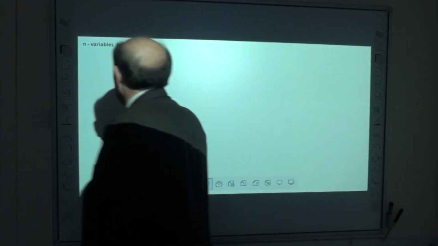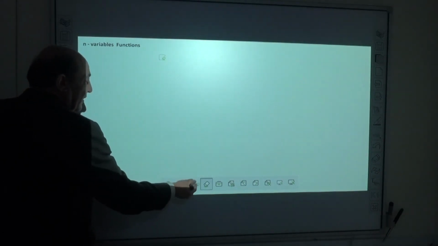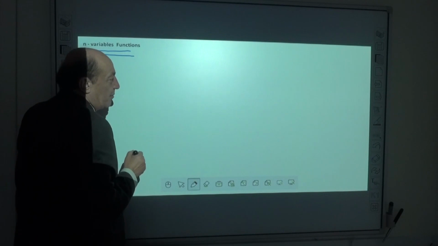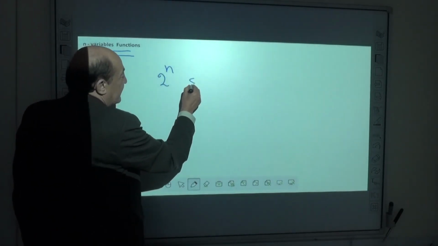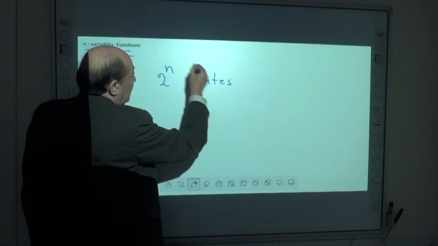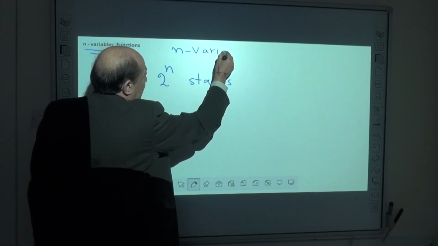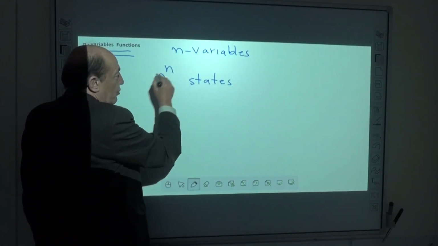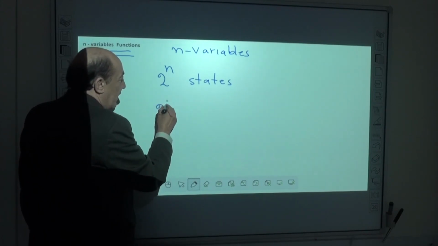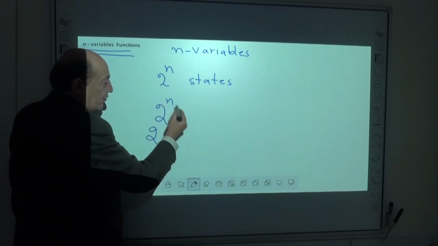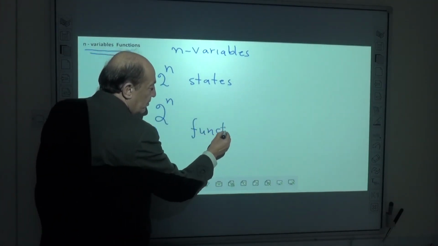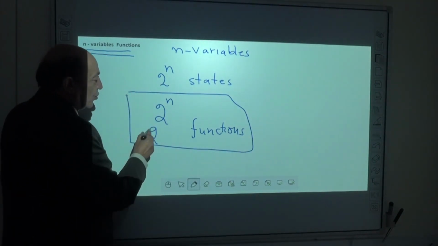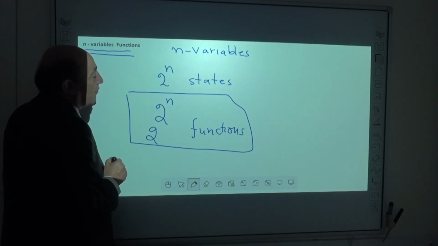Next, we are going to answer the question, how many functions can we generate using n variables? In general, if we have n variables, then we have 2 to the power n states. For these 2 to the power n states, we can generate 2 to the power 2 to the power n different functions.